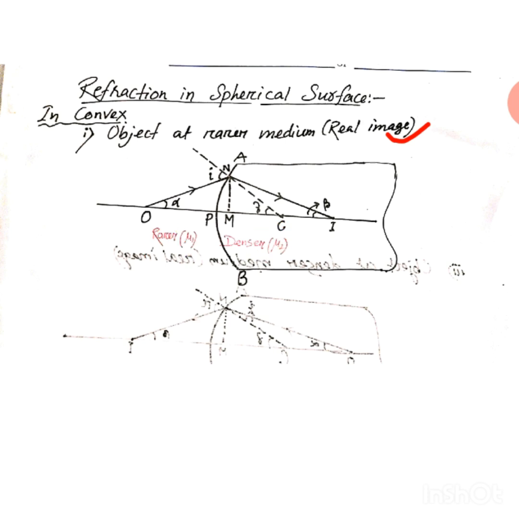And CN is the normal. Now the light is passing from rarer to denser medium. So what is the rule? If the ray is passing from rarer to denser medium, the light will bend. How will it bend? It will bend towards the normal.